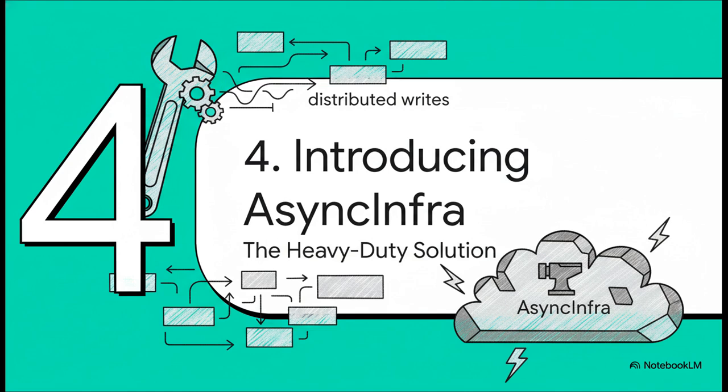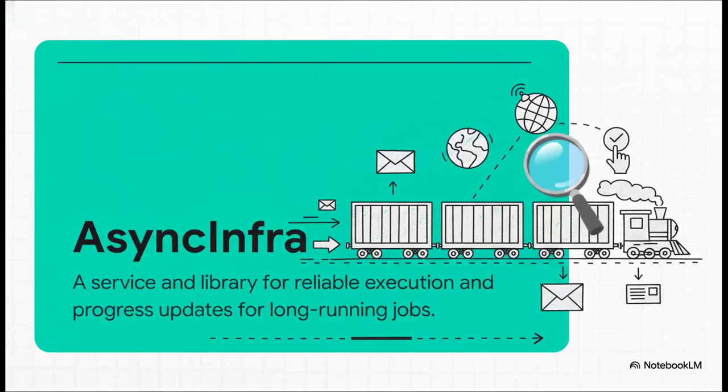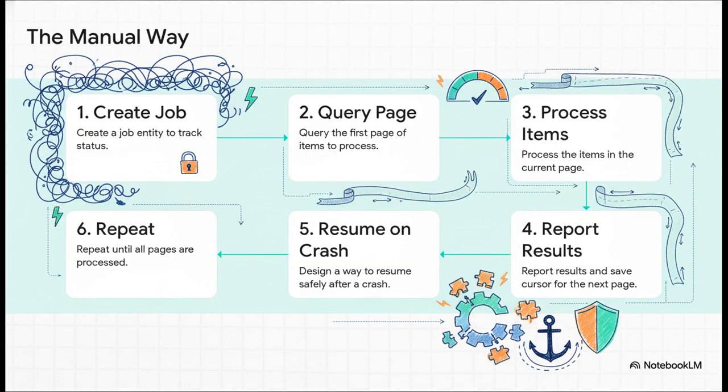We need to bring in the heavy machinery, and that tool is called Async Infra. Async Infra is designed specifically for this exact problem. It's a whole framework for reliably running these long jobs by breaking them down into small, manageable chunks. So think of it less like posting a letter and more like sending a huge freight shipment. You get a tracking ID, you can see its progress along the way, and you get a notification when it's all done.